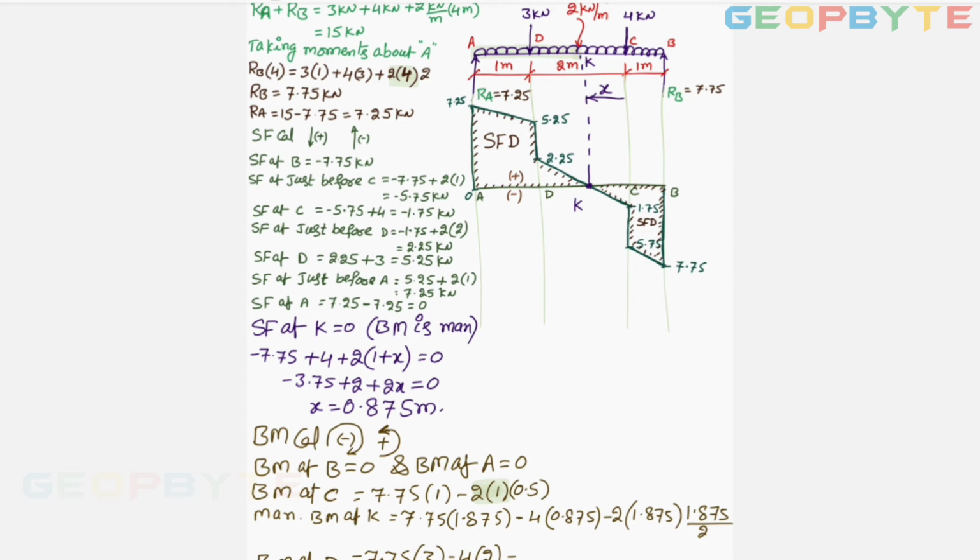7.75 into 3 is the anti-clockwise moment. 4 into 2 be the clockwise moment. Clockwise moment is negative. Minus UDL effect. UDL into UDL distance. The UDL total distance is 3 meters. Total distance means up to D from B. So UDL into UDL distance gives the point load, where that point load is assumed to be concentrated at the middle of the BD. From that middle point you take the distance up to D, that is 3 by 2.